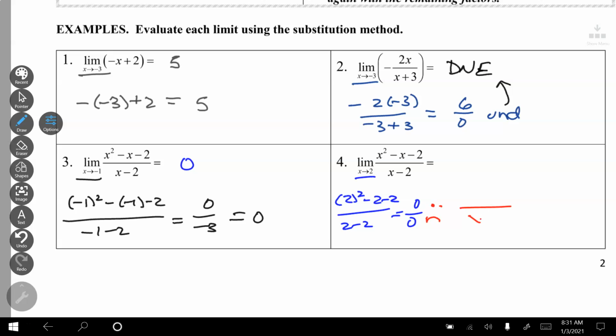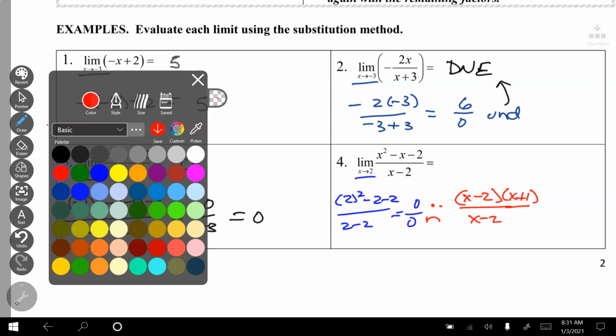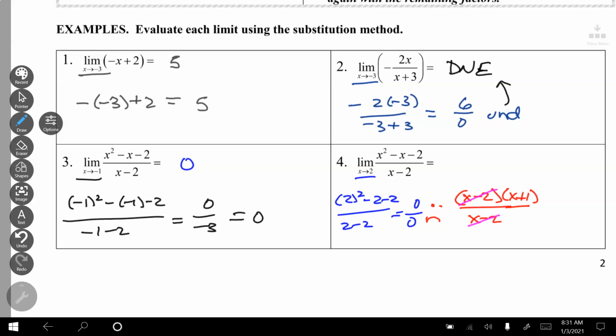So I know on the bottom I have x minus 2. I bet you on top I'm going to have x minus 2. And then x plus 1. The x minus 2 cancels out. Now I still have this limit in front, so I have the limit as x goes to 2 of x plus 1. And now I can just plug in 2. I get 2 plus 1. And my answer for that is 3.